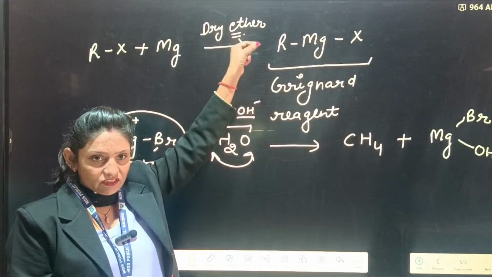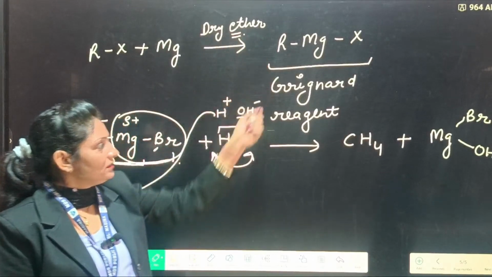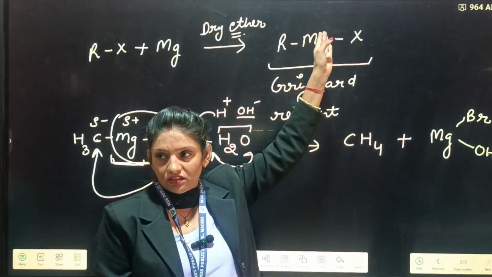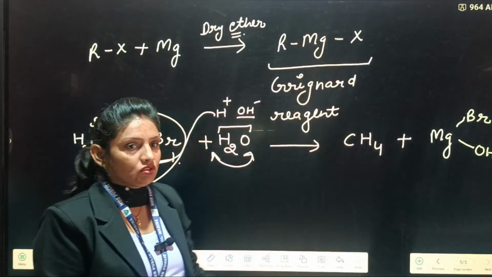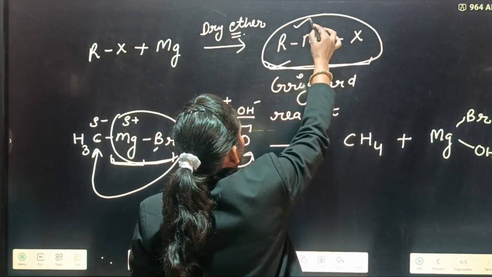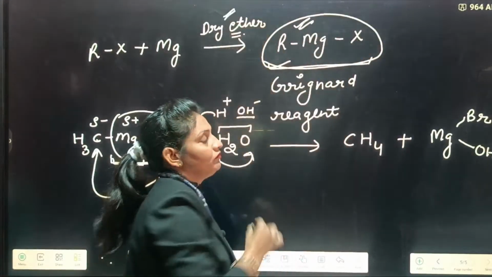Clear or not? So now you know why we do the reaction in the presence of dry ether. Because if it is wet, then directly we will get alkane, not the Grignard reagent. So for preparation of the Grignard reagent, we will take a dry medium.